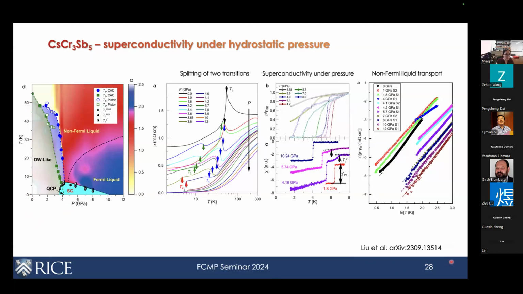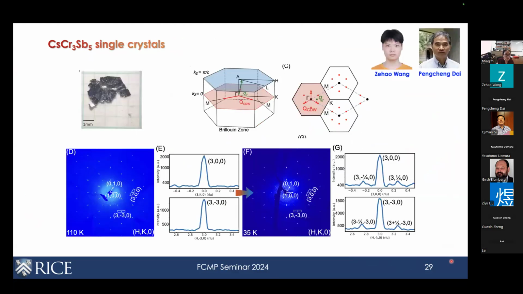Okay, so this is what we already know from this paper, and now I'm going to show you some of the experimental results we have obtained in understanding some of this phenomenology in this material. So I really want to acknowledge, these are crystals grown by Zihao Wang, who's a student in Peng Chun's group, and he worked very hard in growing large enough crystals for all of us to measure. So this is an example of a large single crystal he grew, a couple millimeters large.